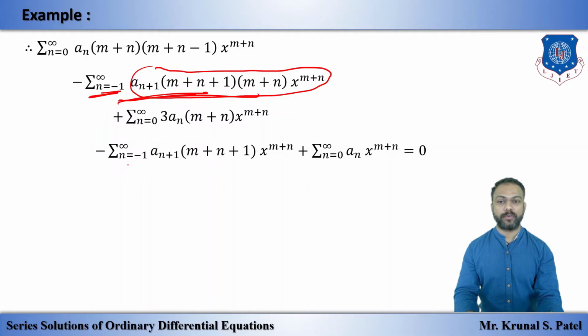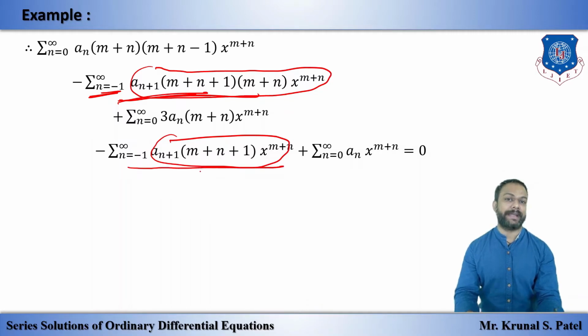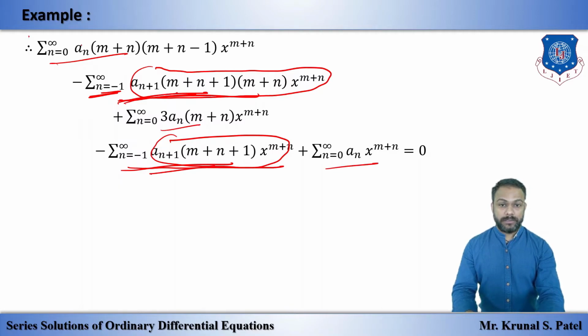Similarly, we will put n equal to minus 1 in this term, and then we will start sigma n equal to 0 from this entire term. So this term also gives us two terms. So in total we have 1, 2, 3, 4, 5, 6, and 7 terms. Okay, so this is our make power of x equal, as it is.